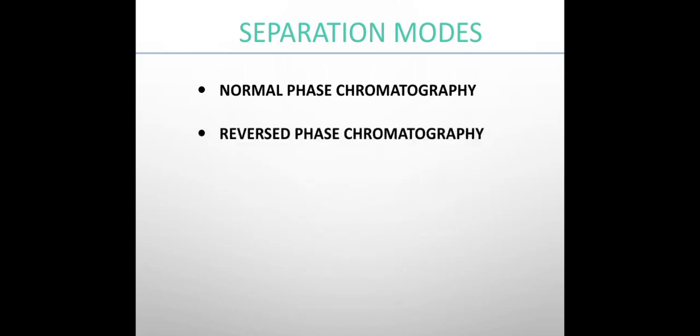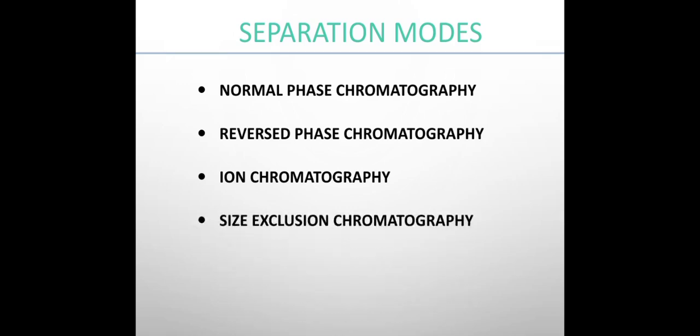Now the separation modes. The separation modes have different classes: normal phase chromatography, that means a particular combination of stationary phase and mobile phase. Second, reverse phase chromatography. Then ion exchange chromatography, called ion chromatography. Then size exclusion chromatography. The next type is affinity chromatography.